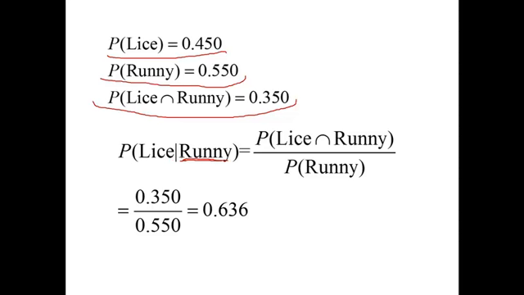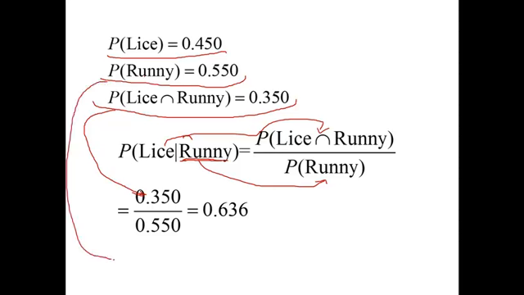Well, you run it through the formula. The probability of lice and runny nose, divided by the probability of runny nose. So we have the probability of lice and runny right there, and the probability of runny right there. And when we do the math on it, it's 0.636, and you can't see, but I'm scratching my head right now. This problem always has this effect on me.